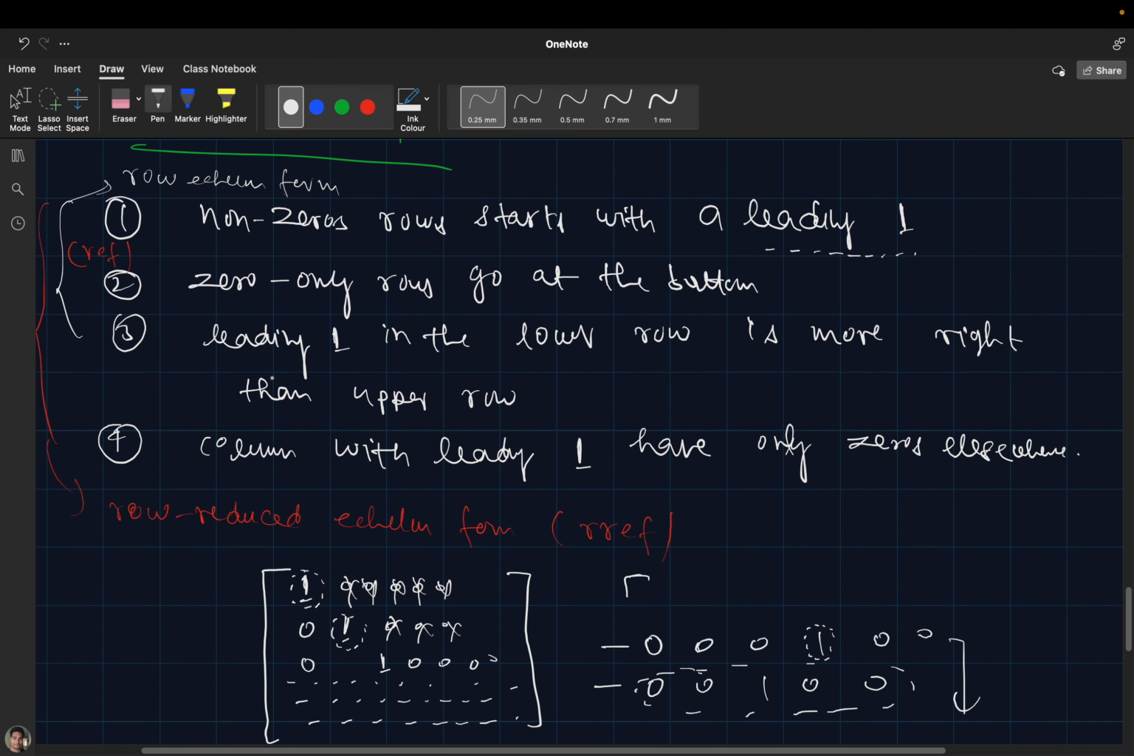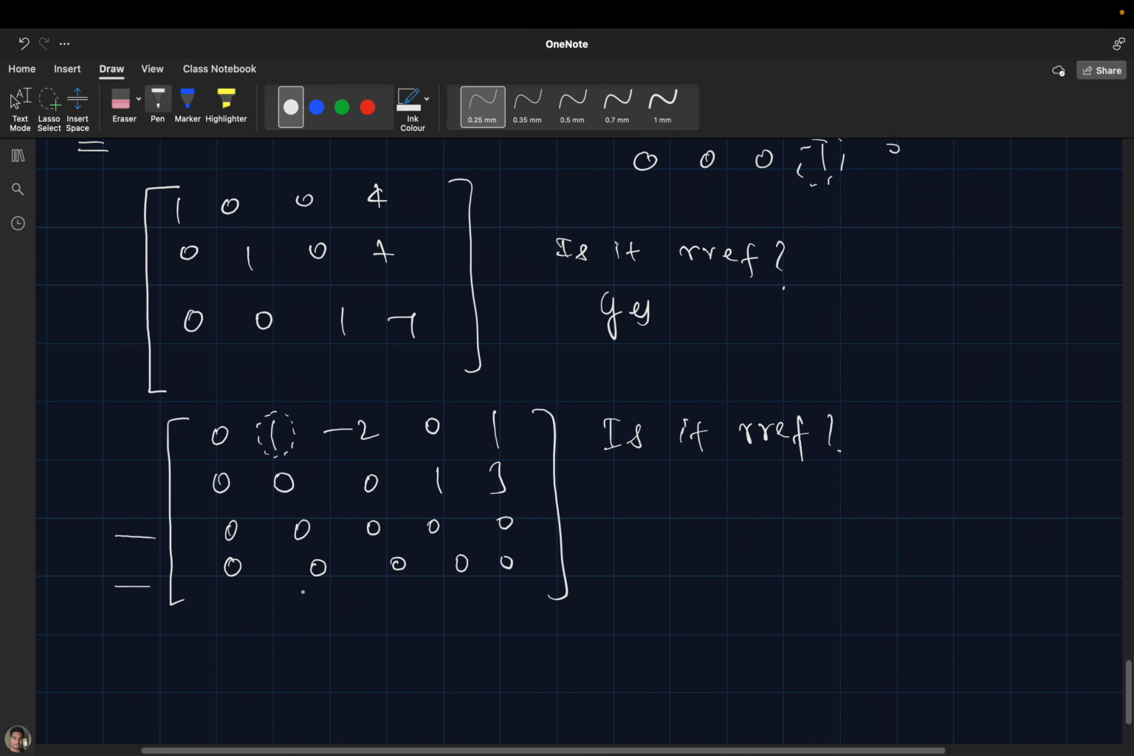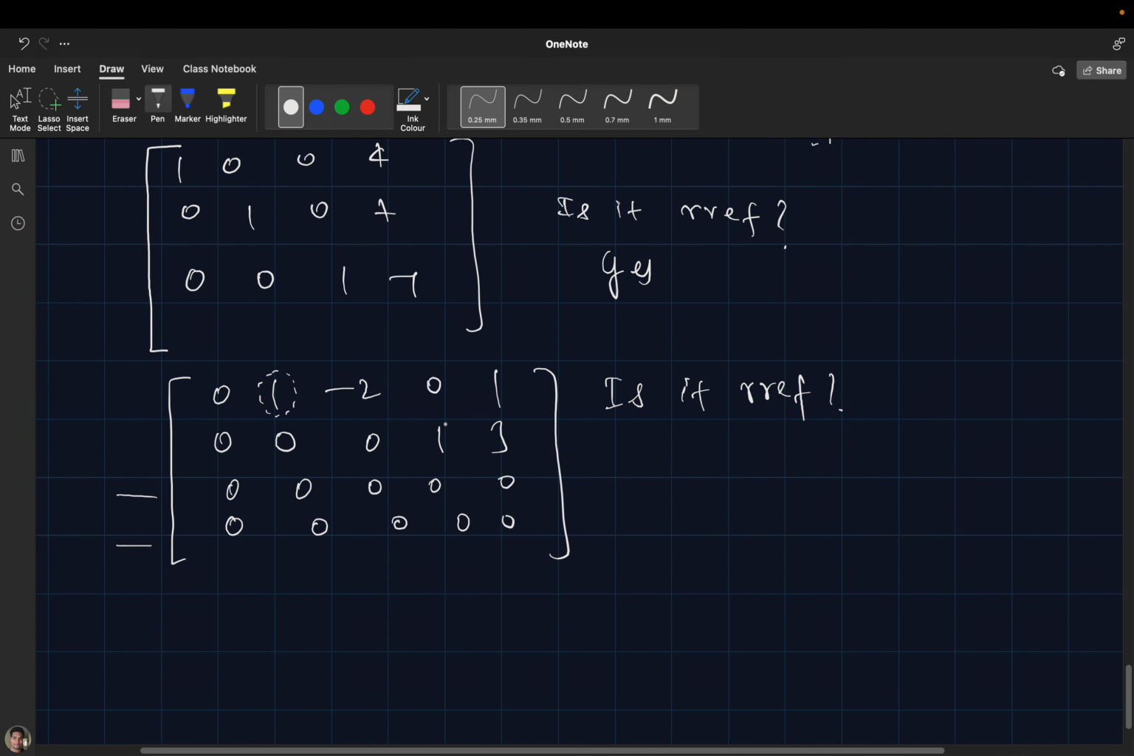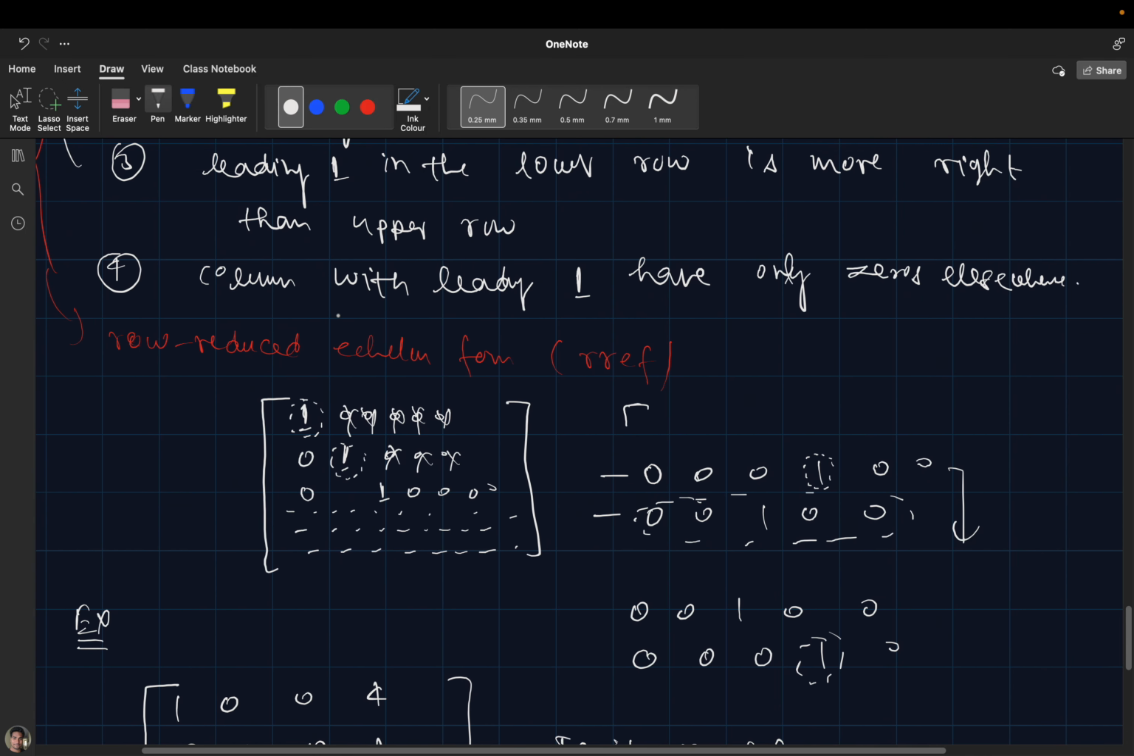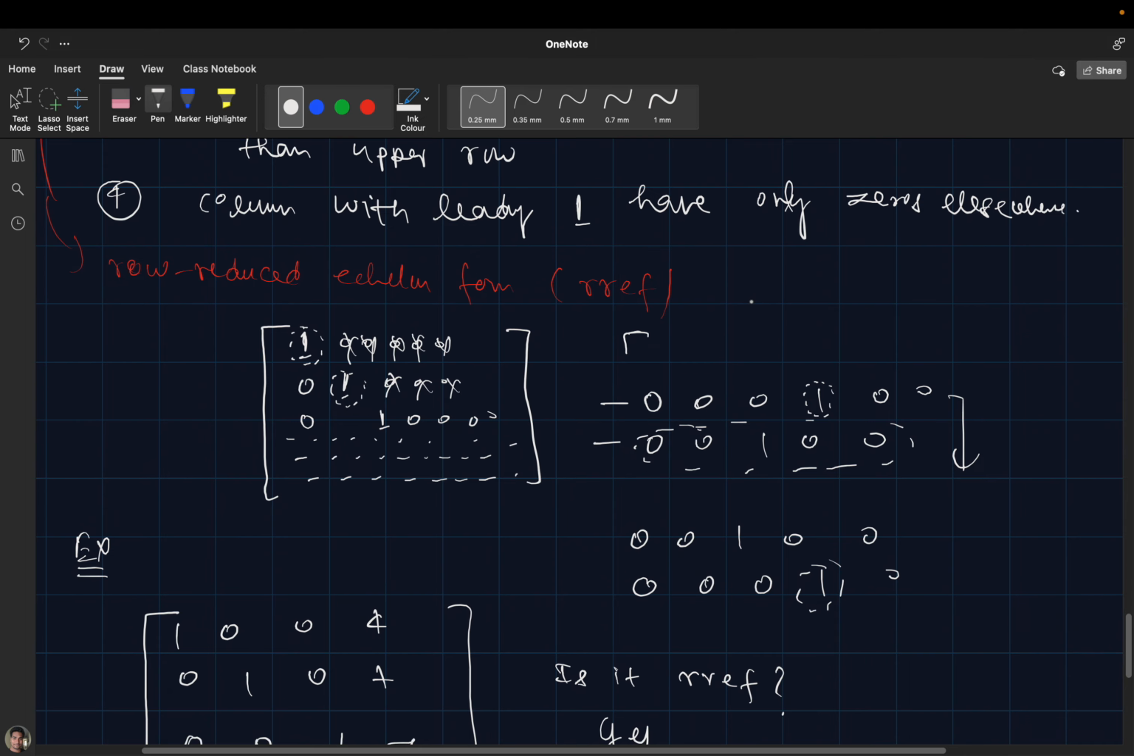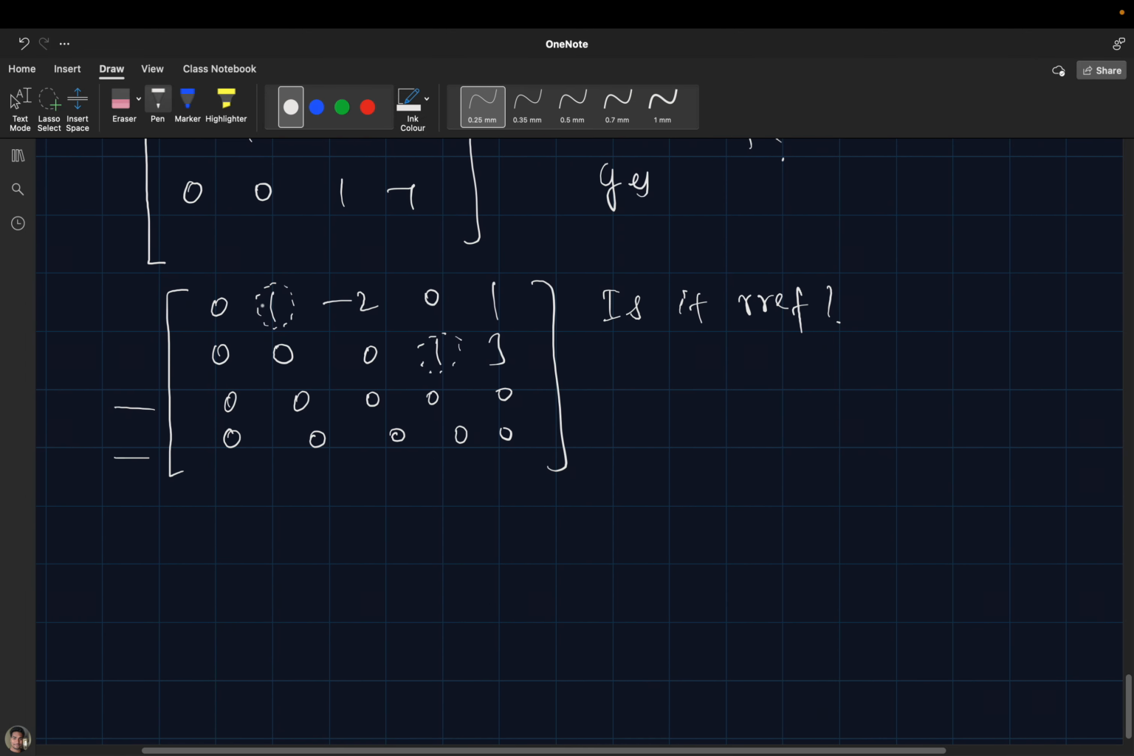Now the third condition says the leading one in a lower row is more to the right than in the upper row. So you can see that here it is more in the right direction than this one. Now fourth, a column with a leading one has only 0 elsewhere. You can see that wherever it has the leading one, all the column elements are 0. Here in this case, it is not a leading column, so it is not necessary that all elements should be 0. So it is also row reduced echelon form.